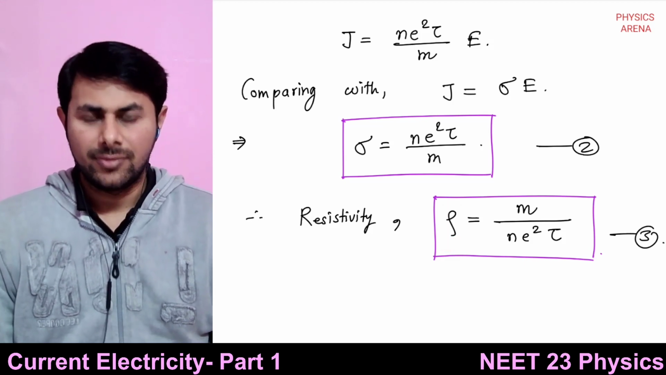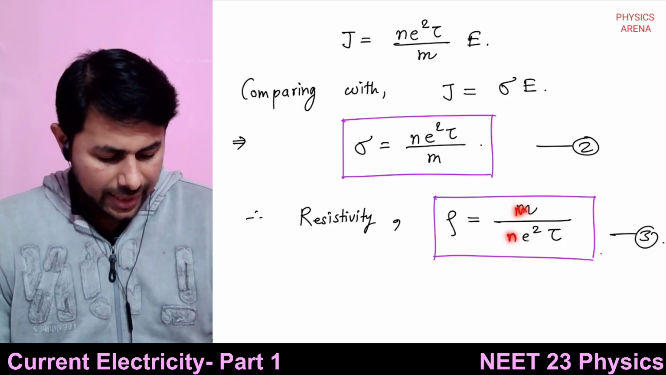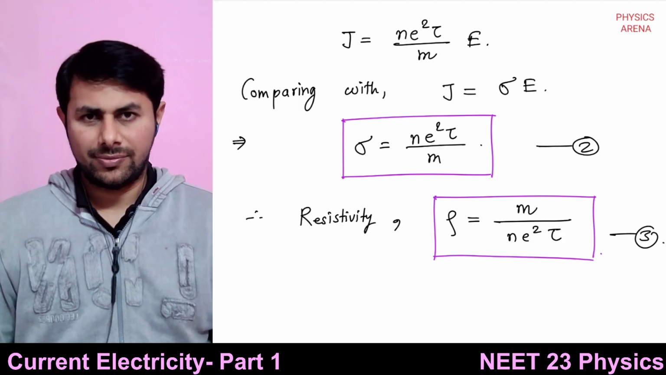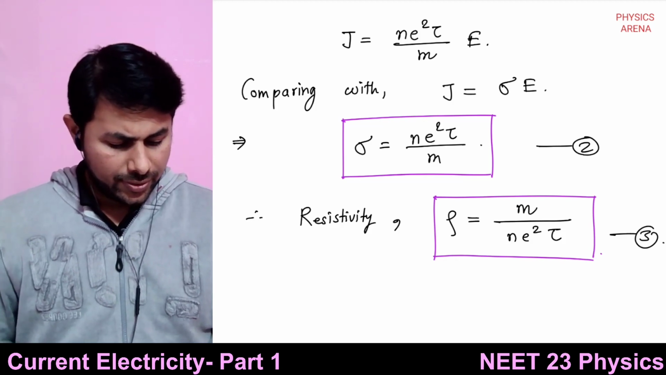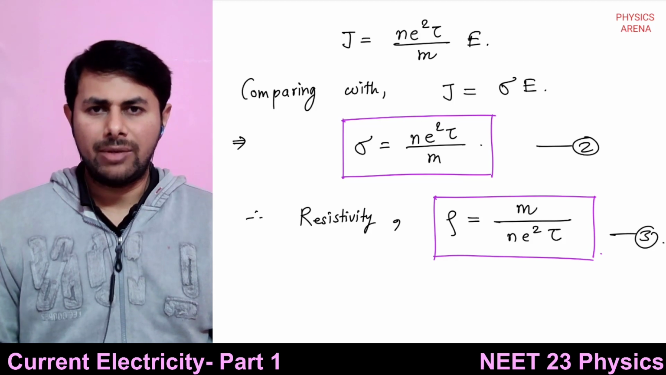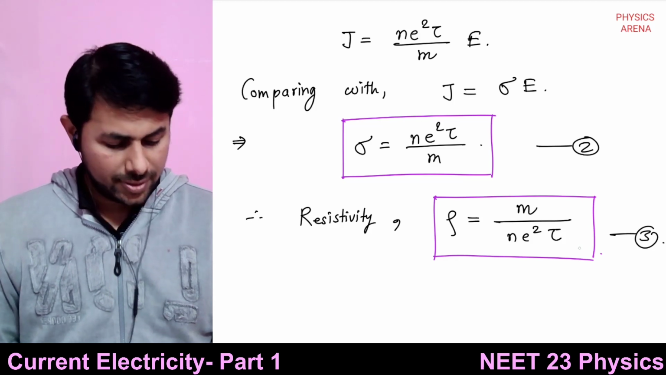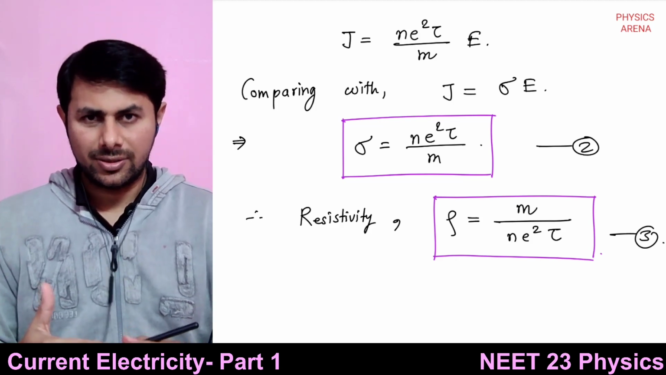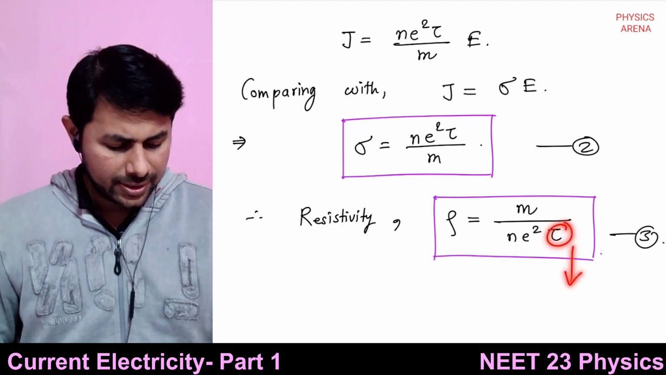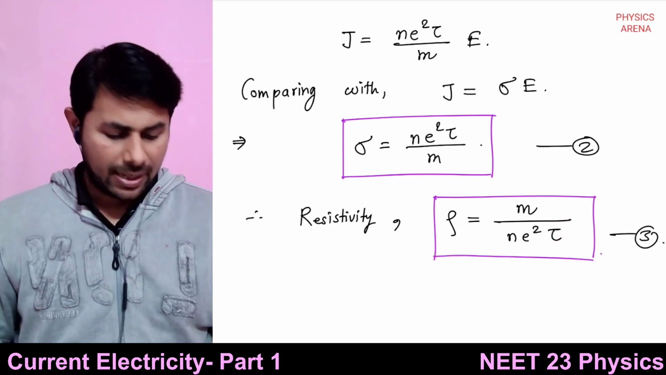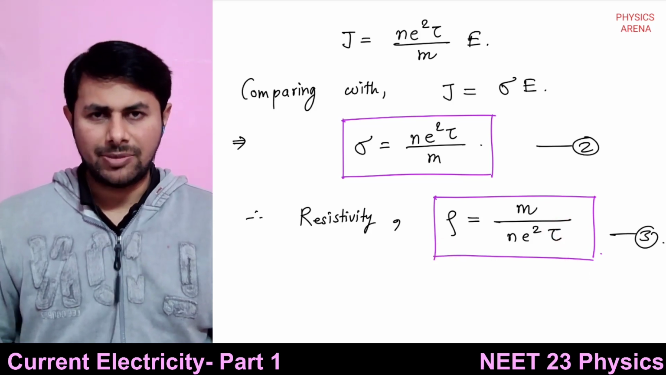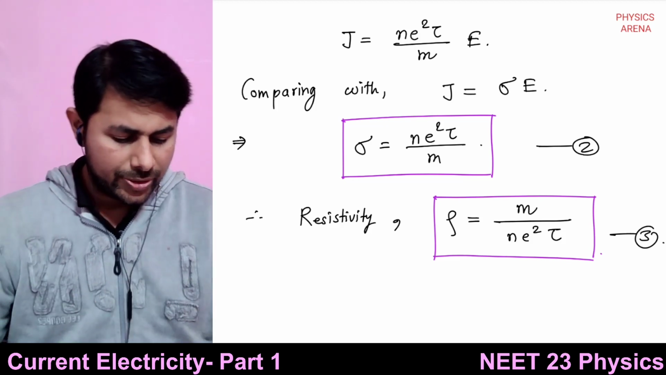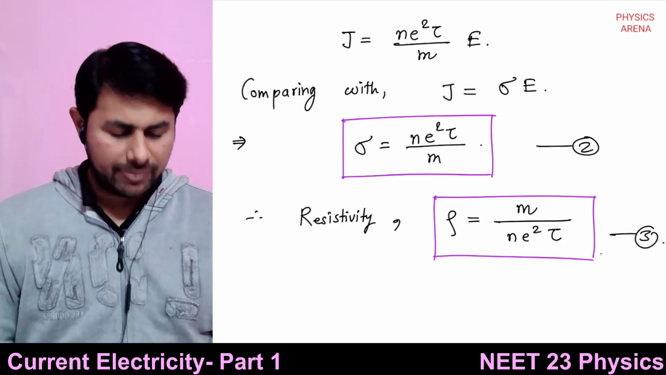Why so? m is a constant, n is a constant, E is a constant, tau will change, right? So as temperature increases, what will happen? Tau will decrease. There will be more frequent collisions. And as tau decreases, rho goes up. So this happens for metals. Then if we talk about semiconductors, what will happen for semiconductors?